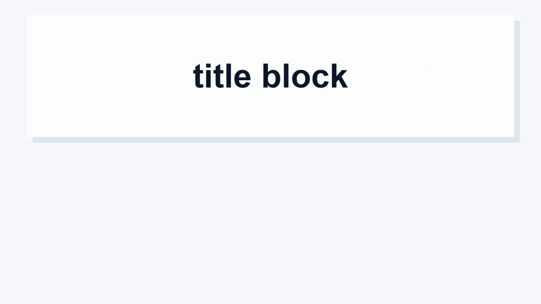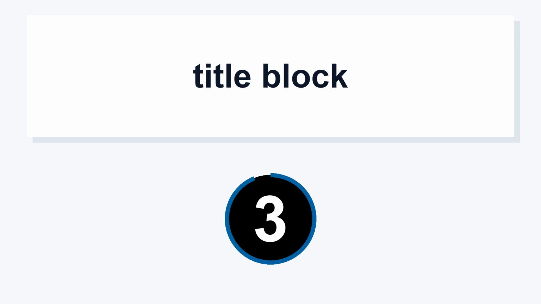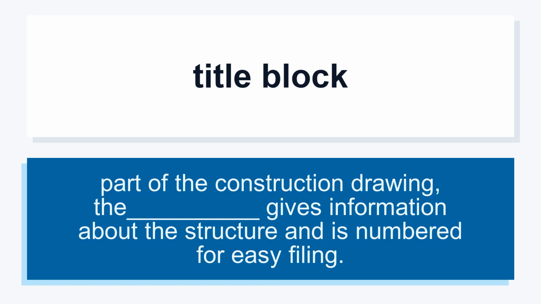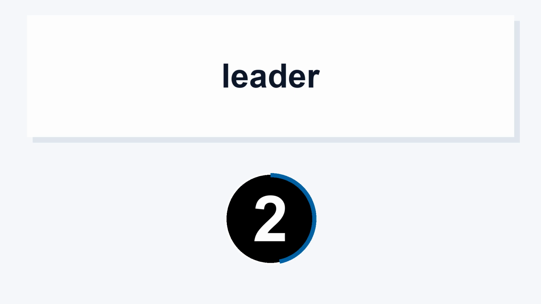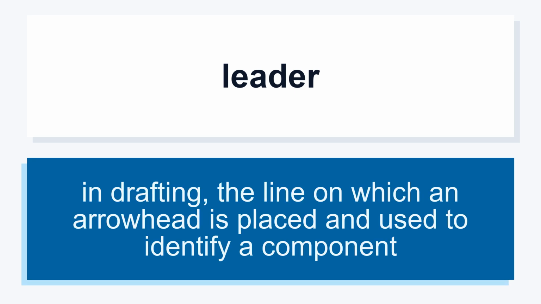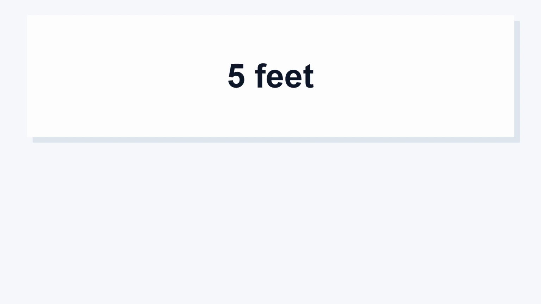Title block. Part of the construction drawing. The ______ gives information about the structure and is numbered for easy filing. Leader. In drafting, the line on which an arrowhead is placed and used to identify a component.